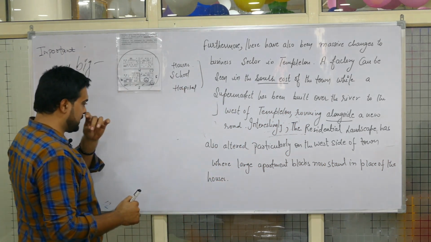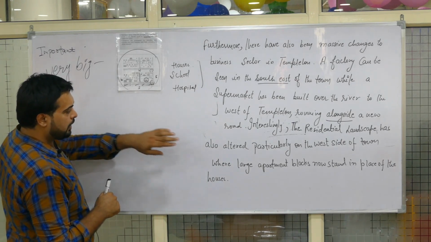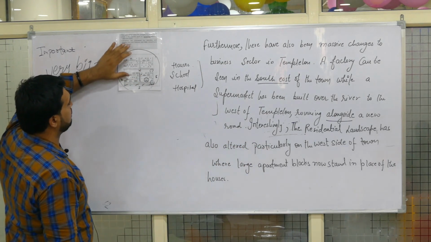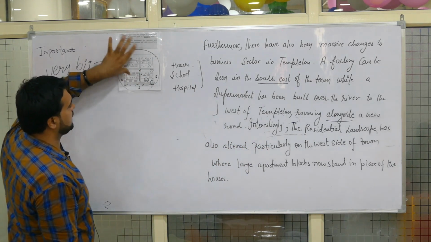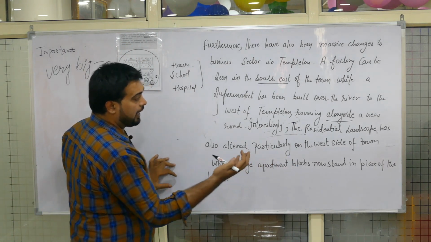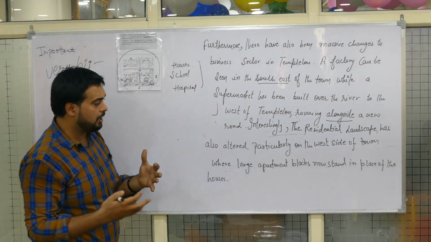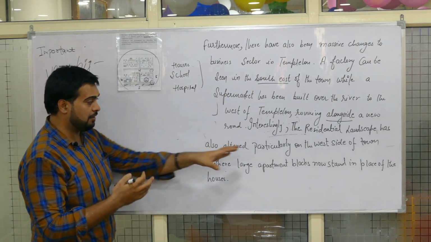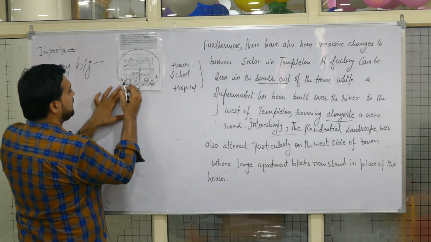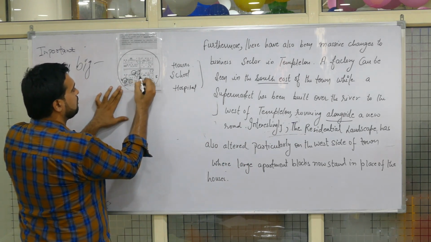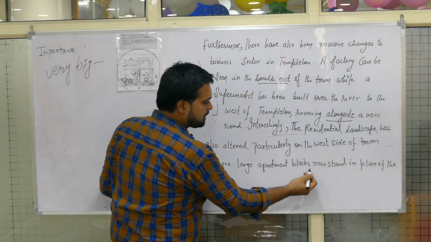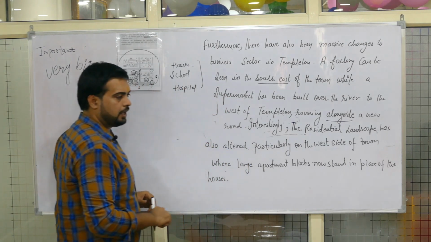Here you can see the place has been altered, particularly on the west side. You can see the houses on the west side, please see the number of houses in the entire place. So where the large apartment blocks are, what this means is that there were many residential houses on the west side, and now there are large apartment blocks. Right? Large apartment blocks now stand in place of houses.